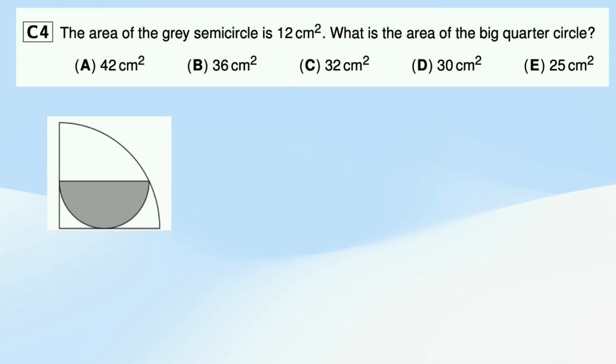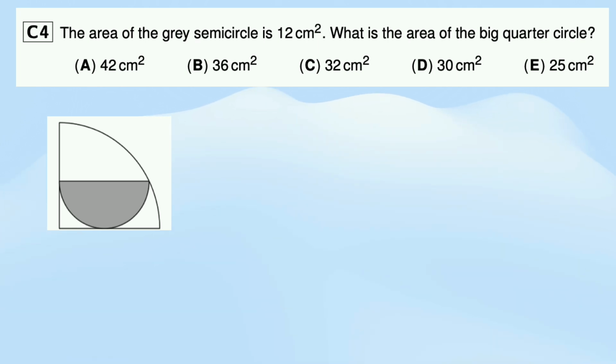Welcome to Math Mission. In this question we have very little information: only the area of the gray semicircle, which is 12 square centimeters. The less information is given, the more challenging the question will be. It means that we need to reconstruct the figure with auxiliary lines to reveal hidden relationships.